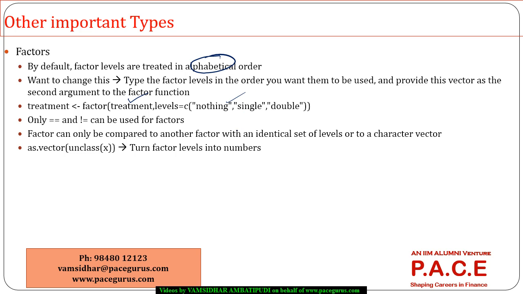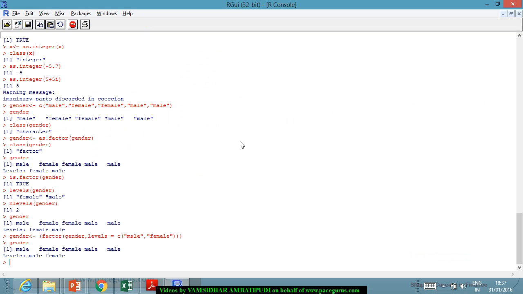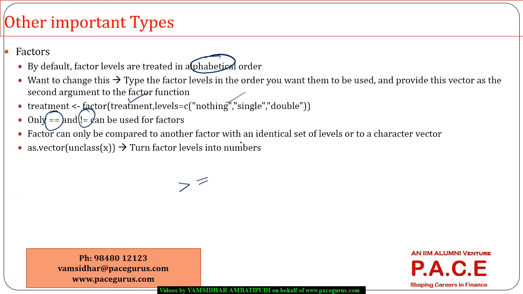Here is some other example, but I have taken it with the same data itself. Now, when we are comparing the factors, I can use only the equal to or not equal to kind of operators. I can't use greater than or equal to for comparing the factors. Though the factors are numbers, where internally they are converted into ones and twos, I can't use those factors for the greater than or less than kind of comparison. So the factors can only compare to another factor with the identical set of levels or to any other character vector.